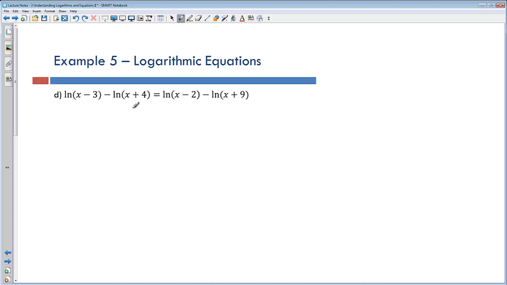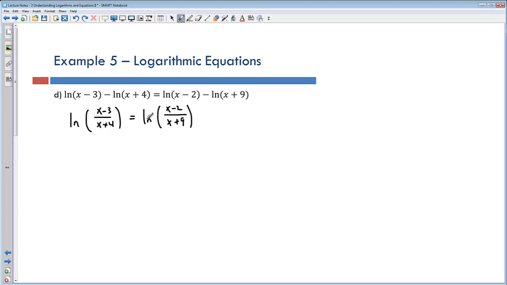This one involves natural logarithms, and again, we're going to use these rules that I just wrote down. And so here I have ln of x minus 3 minus ln of x plus 4 is equal to ln of x minus 2 minus ln of x plus 9. And what I can do now is when I subtract, I can think about I'm dividing logarithms on the inside, so it's the same as ln of, I'm using that quotient rule, x minus 3 divided by x plus 4. And it should also be equal to the right. Since you're subtracting, you divide on the inside. So x minus 2 on top, divided by x plus 9 on the bottom.